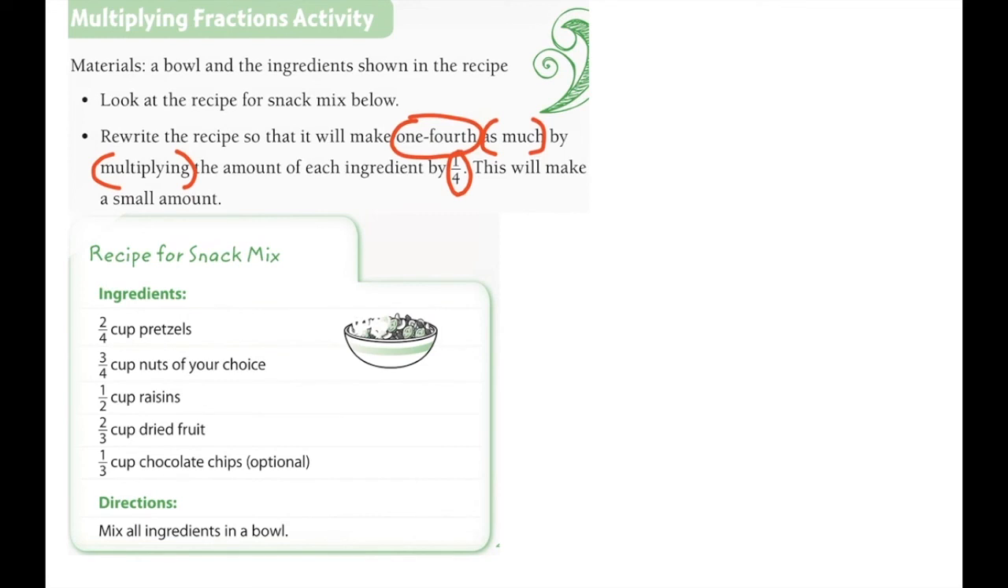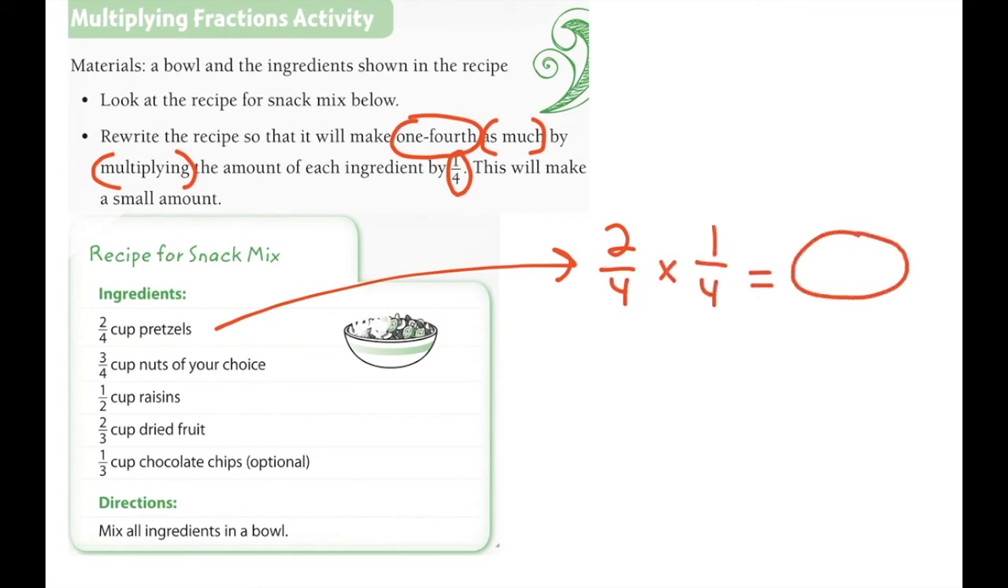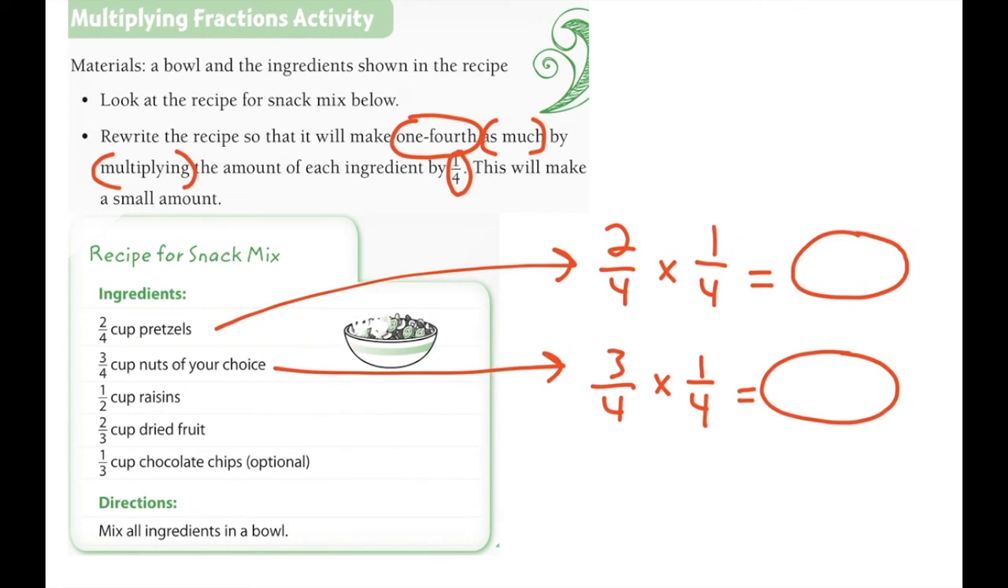So if we want to make 1/4 as much of the original recipe, we would take each ingredient and multiply it by 1/4. So for example, for the pretzels, I would take the original amount and multiply by 1/4 to get the new amount of pretzels that I would need. For the nuts, I would take the original amount of the nuts and I would multiply by 1/4 to get 1/4 of the original amount that I need. You would then go on to do this for each of the ingredients.